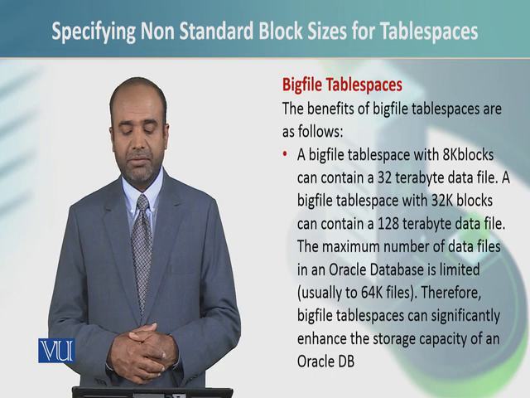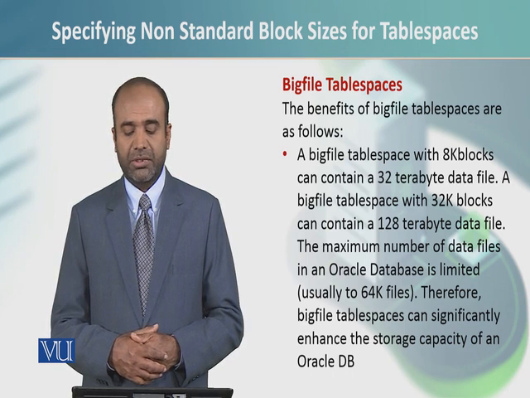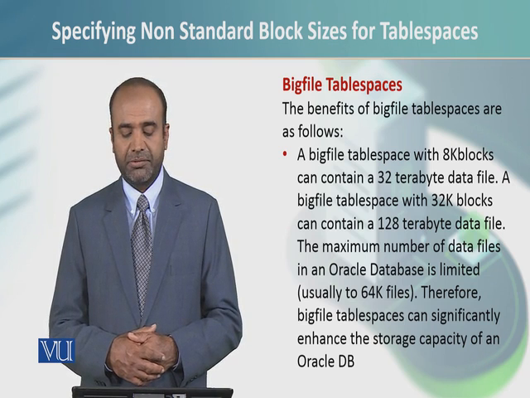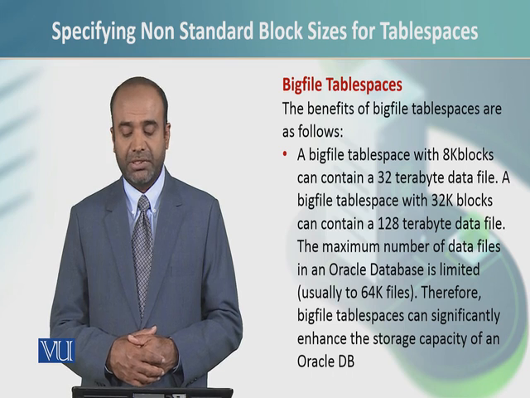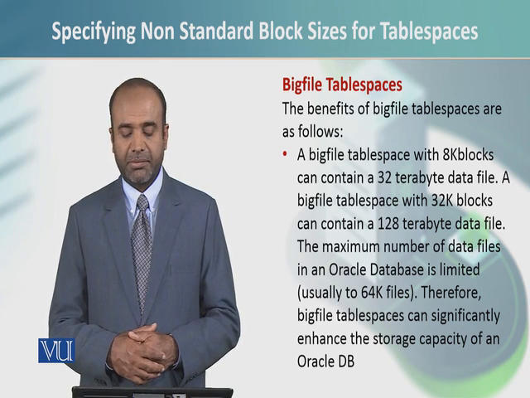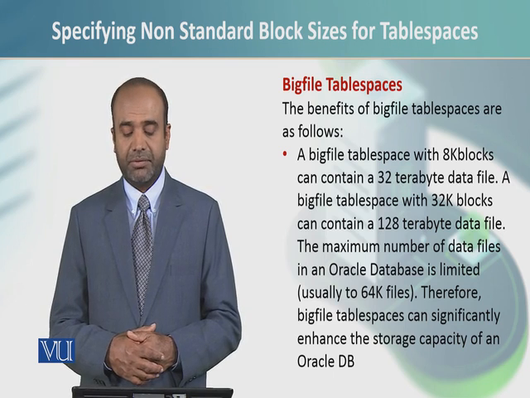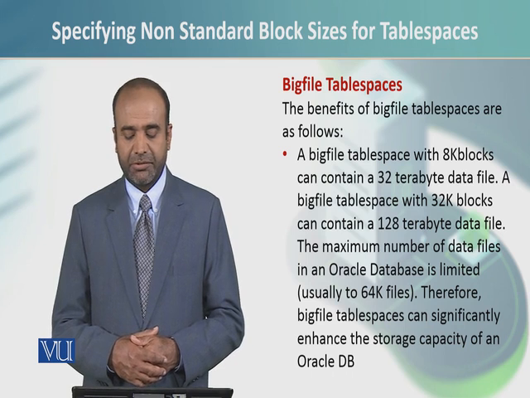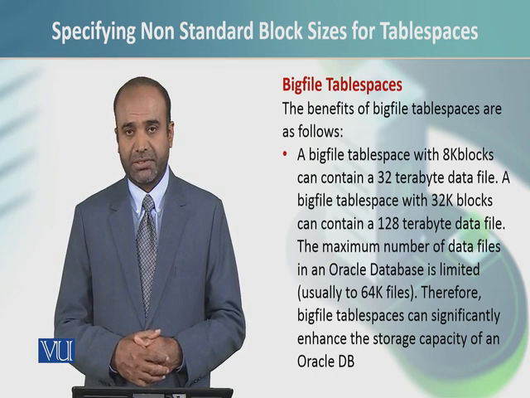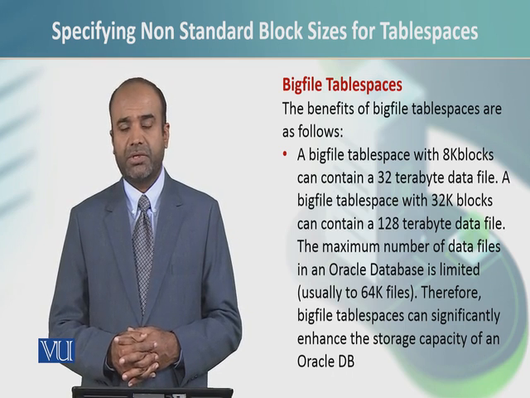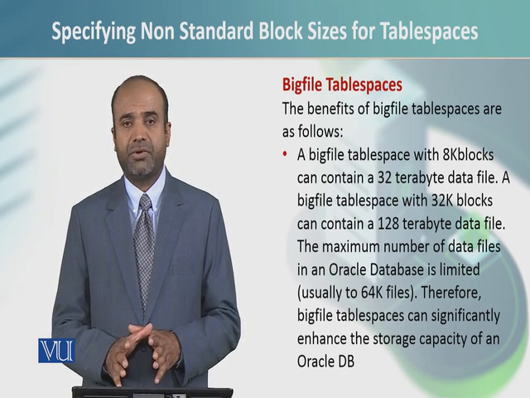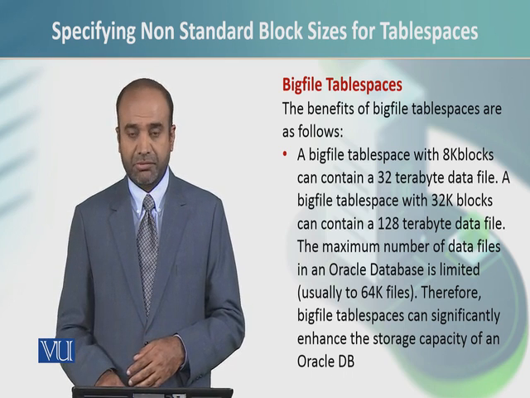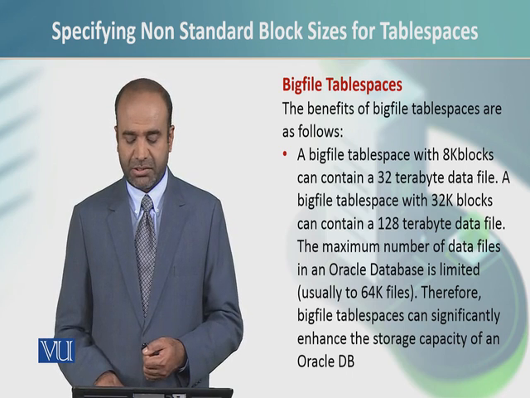A big file table space with 8K block can contain a 32 terabyte data file, and a big file table space with 32K block contains 128 terabyte data files. The maximum number of data files in Oracle is limited, which means 64 files. Therefore big file table space has significantly enhanced the storage capacity. That's the basic idea. Rather than giving too many files, if you want to give one file, that file comprises the big file option, and this option gives you enhanced technology.